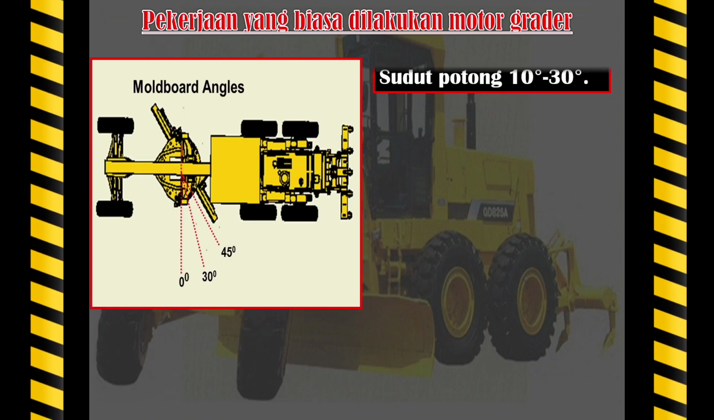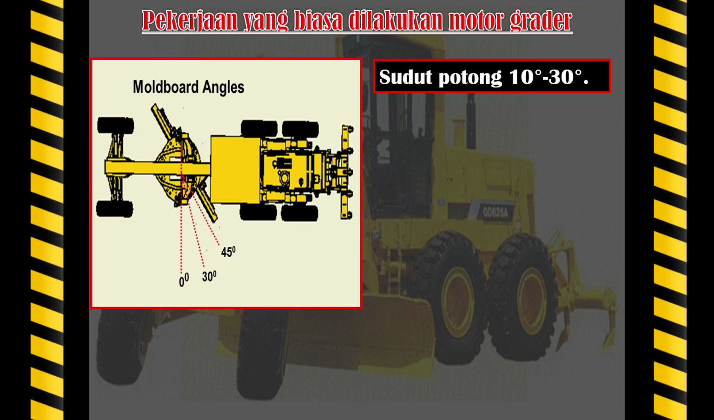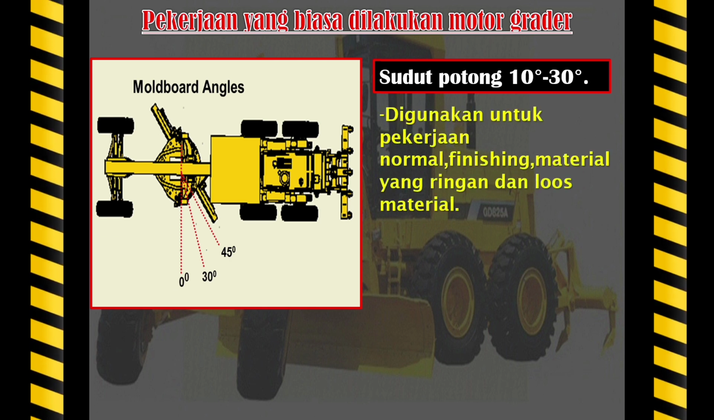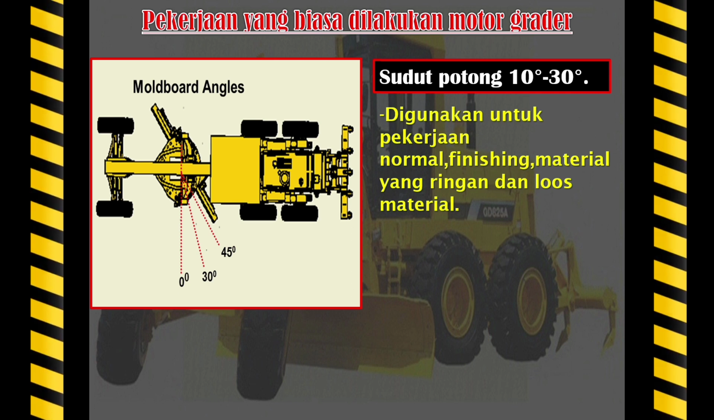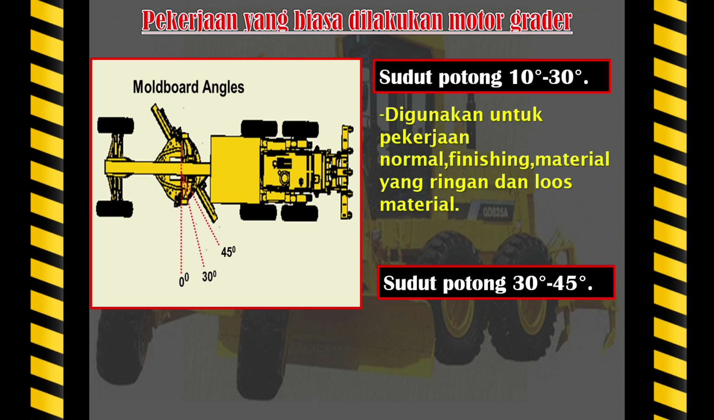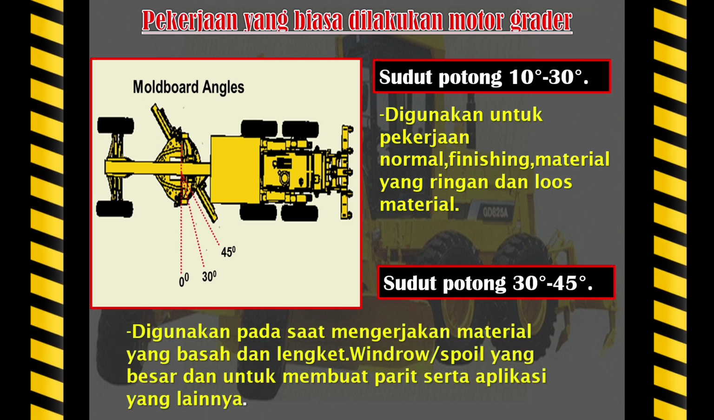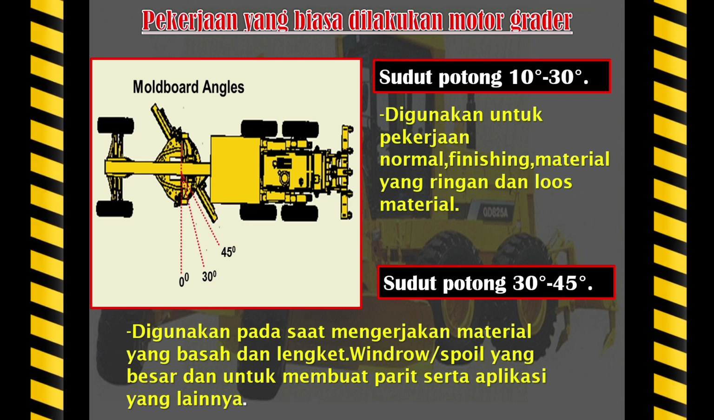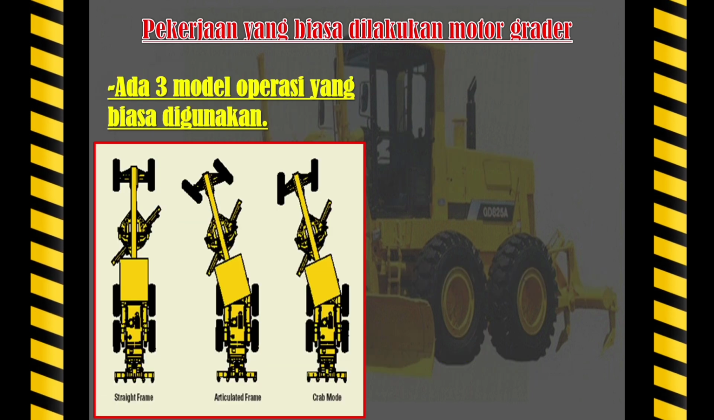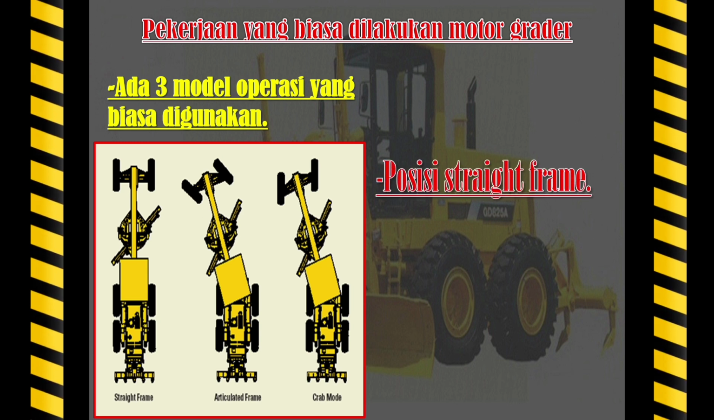The usual job of a motor grader. Cutting angle 10 degrees to 30 degrees. Used for normal work, finishing, lightweight materials and loose materials. Cutting angle 30 degrees to 45 degrees. Used when working on wet and sticky materials, large windrow, spoil and for making trenches and other applications.